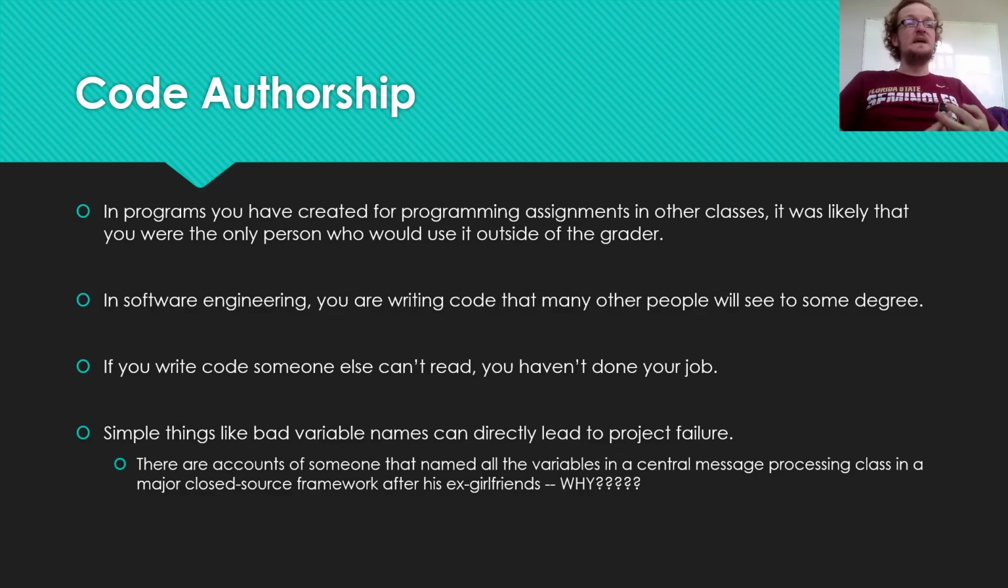Likewise, something as simple as using really bad variable names can lead directly to a project failing, just flat out failing. There are accounts I've heard of people that have done crazy things like naming the internal or private variables inside of a class after their ex-girlfriends or ex-boyfriends. And so if you get even a stack trace or an exception from that piece of framework code back to you, you're going to have no idea what any of it means, because the variables themselves don't express what they are supposed to be doing.